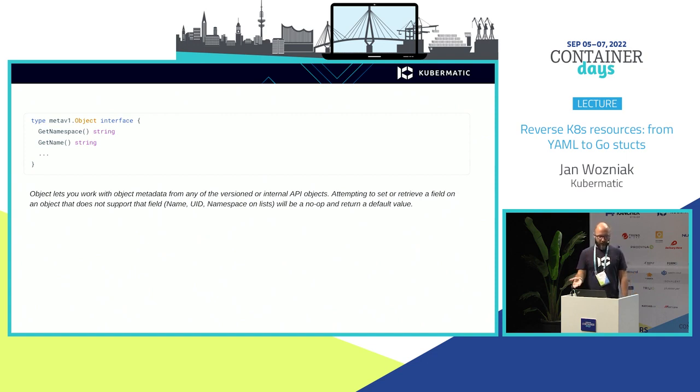Meta v1 object, not to be confused with a runtime object. Meta v1 object is an interface that allows you to access the metadata of any Kubernetes resource very generically.